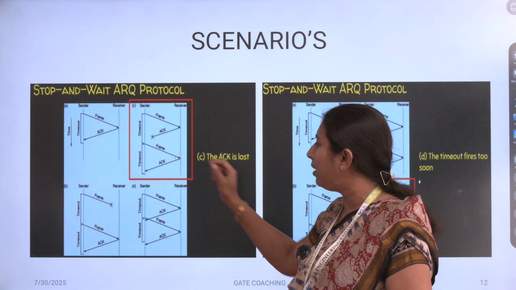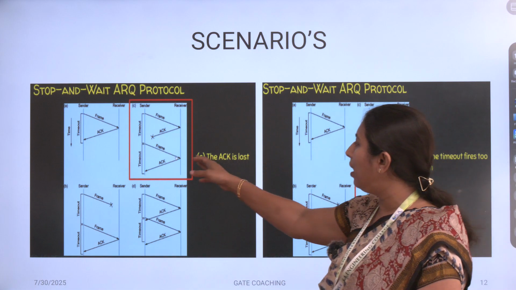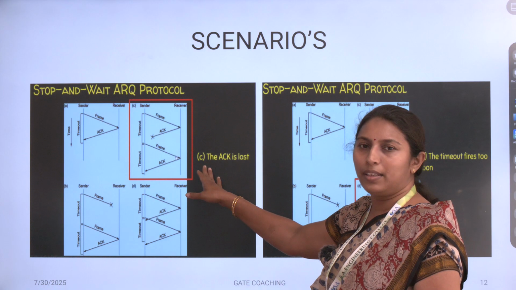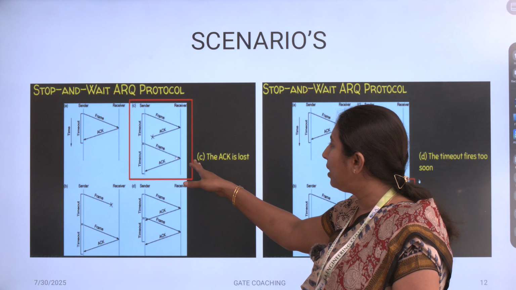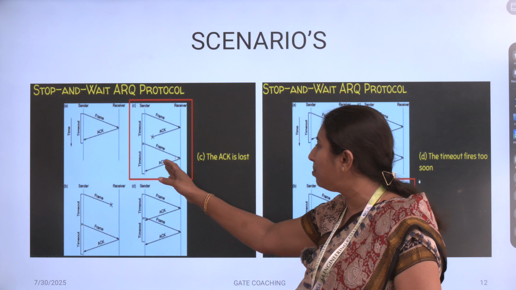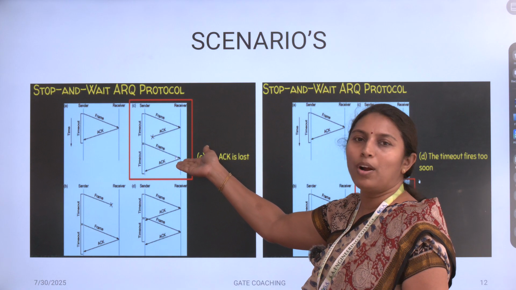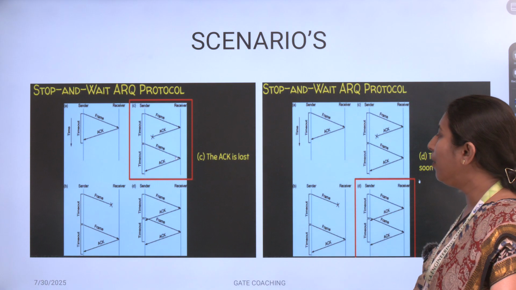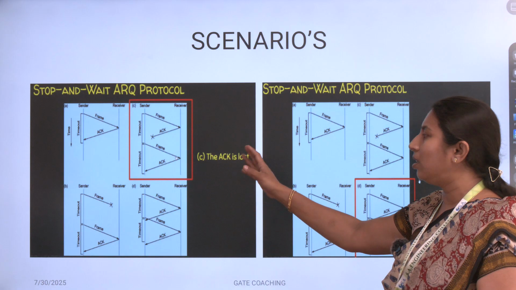The receiver already has frame 0 on its side. So the receiver will discard the frame, and it will send the acknowledgement for frame 0, which it has already received. That's how it works if the acknowledgement is lost.